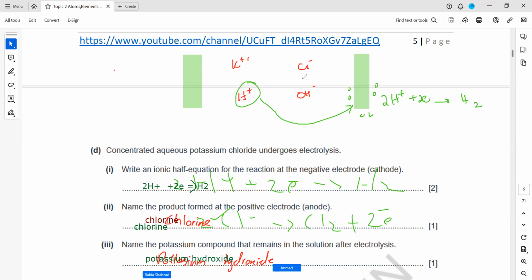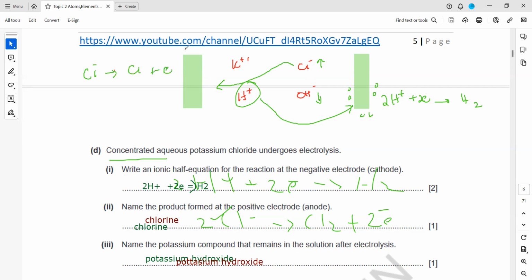For the negative ion, we check the amount because they mentioned it is concentrated. That means it contains more salt and less water. So the chloride ion will move towards the anode. When the chloride ion moves there, it will form a chlorine atom and an electron will be lost. But because it's a non-metal, the non-metal exists as a molecule. So two chloride ions will lose two electrons and form chlorine gas.